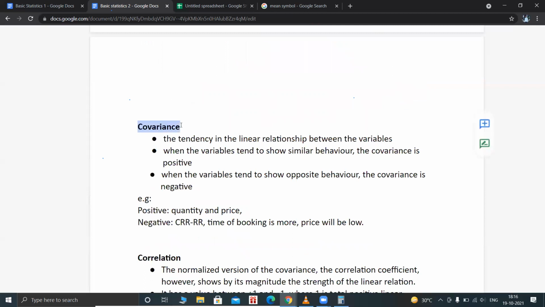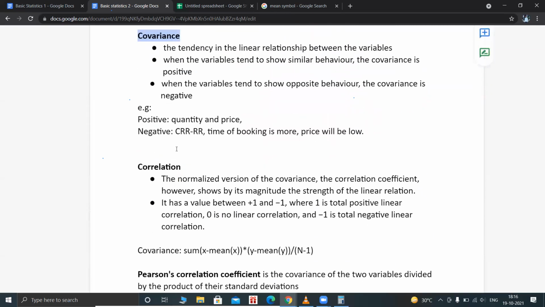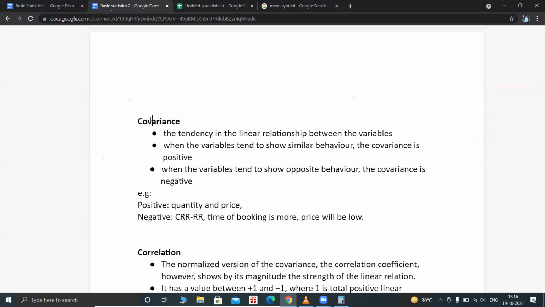So covariance and correlation. Covariance, I already taught you this concept, I guess, right? Covariance is nothing but the tendency in a linear relationship between the variables. So what do you mean by variables, guys? What is a variable when it comes to data science? What is a variable, guys?